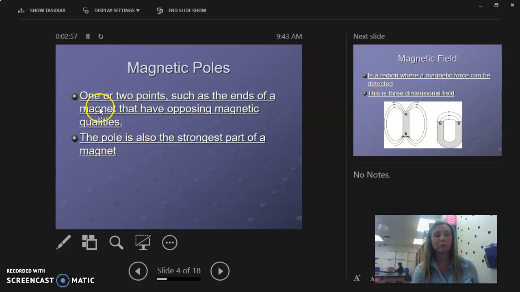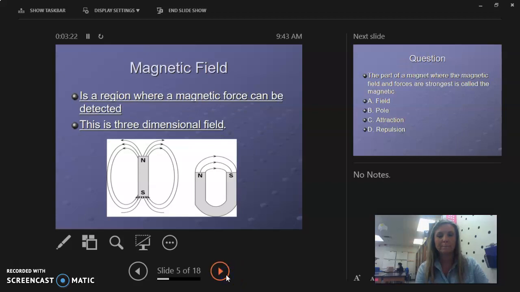So magnetic poles are one or two points, such as the end of a magnet, that have opposing magnetic qualities, positive and negative. That's what it means by opposing magnetic qualities. And the pole is always going to be the strongest part of the magnet. That is where the energy and the force and the kinetic energy is the greatest. So those poles, the north and south part, is the strongest.